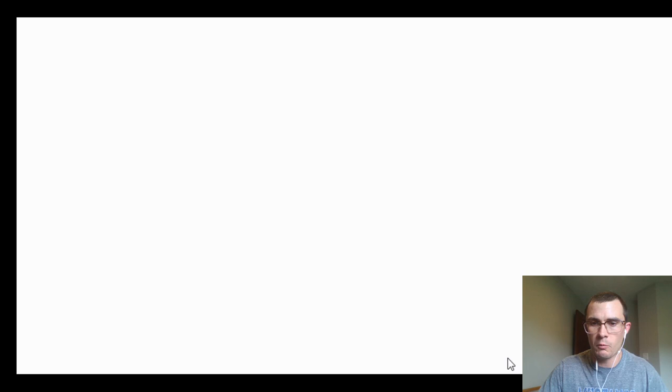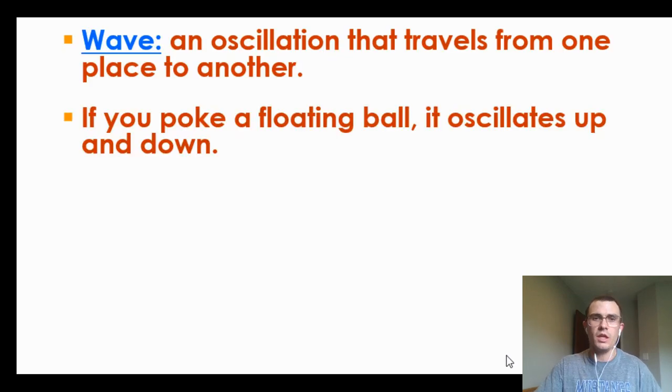What is a wave? A wave's an oscillation that travels from one place to another, and we've already seen that one, okay? Oscillation that travels from one place to another. The tough word there is oscillation, and I always like to think of that. It always reminds me of a fan that is oscillating. An oscillating fan, when you set a fan to oscillate, it goes back and forth, right? So that back and forth motion, that's an oscillation or a wave.